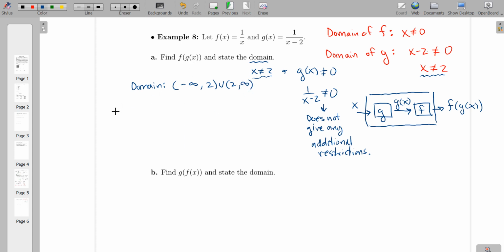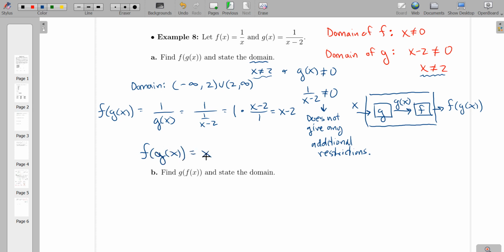And then they wanted us to find f of g of x, right? So f of g of x means I'm taking 1 over g of x instead of 1 over x, which is 1 over x minus 2, which is 1 divided by 1 over x minus 2, which means times the flip: x minus 2 over 1. So f of g of x is just simply x minus 2.